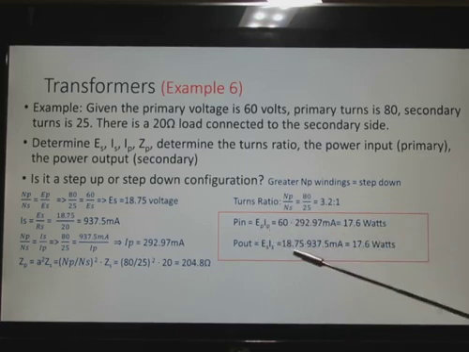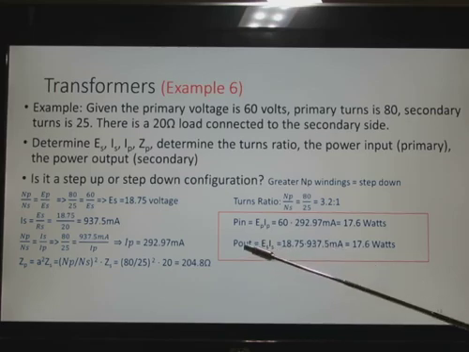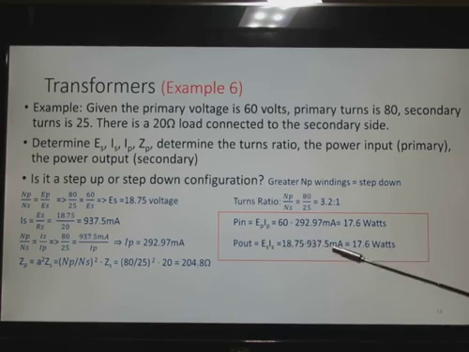The power in is the volts on the primary times the current in the primary, and we get 17.6 watts. Notice we have a higher voltage here on the primary compared to the secondary voltage of 18.75. The power out is the voltage times the current, and we get 17.6 watts. So we get an increased current when we have a decrease in voltage. And also look at A is greater than 1. This is a step-down transformer. Our turns ratio is greater than 1.